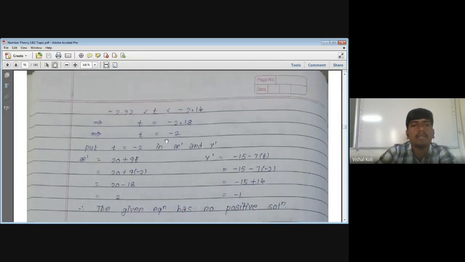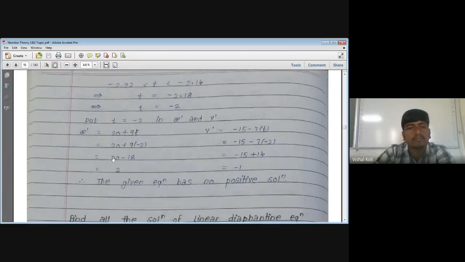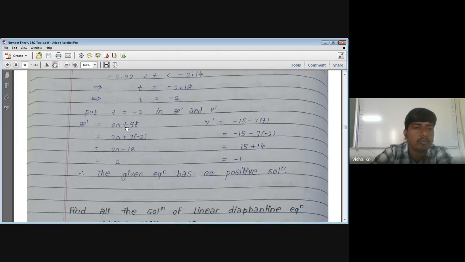Therefore t is nothing but minus 2. Put t equal to minus 2 in x dash and y dash. Therefore we get x dash is equal to 20 plus 9 into t, and t is minus 2, so 20 minus 18 is nothing but 2. Therefore we get the value of x dash is 2, but y dash is equal to minus 15 minus 7 into t, and t is minus 2. Minus 15 plus 14, which is equal to minus 1.